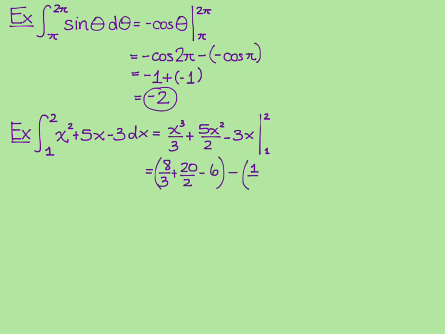Now I plug in the top bound, minus plugging in the bottom bound, and when I do the arithmetic, I end up with 41 over 6. This is so much easier than doing a Riemann sum.